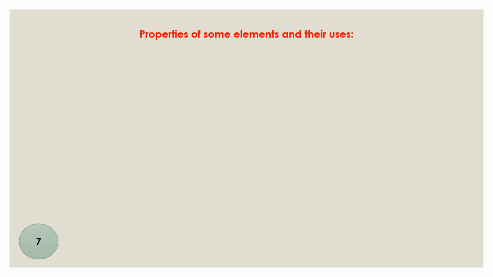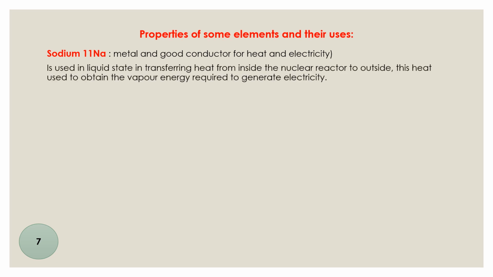Now we will talk about the last thing in our lesson, which is the properties of some elements and their uses. First, we will start with sodium, Na. Sodium is a metal and it's a good conductor of heat and electricity. How can we use that element in our daily life? We use it in liquid state in transferring heat from inside the nuclear reactor to outside it. And this heat is used to obtain vapor energy. This vapor energy is required to generate electricity.